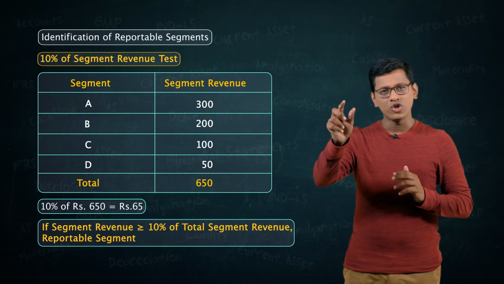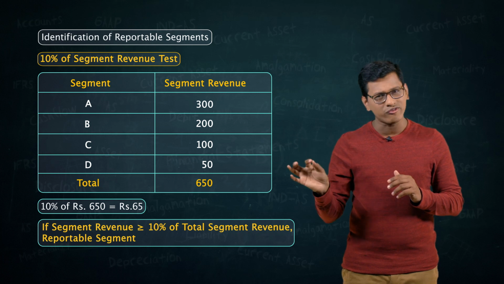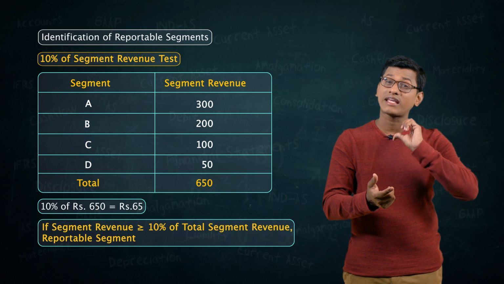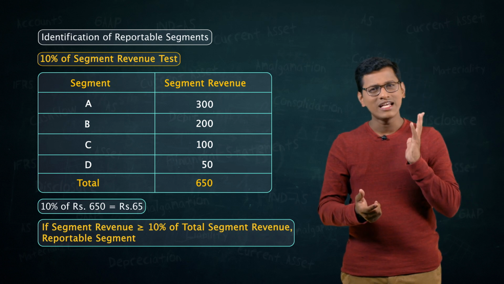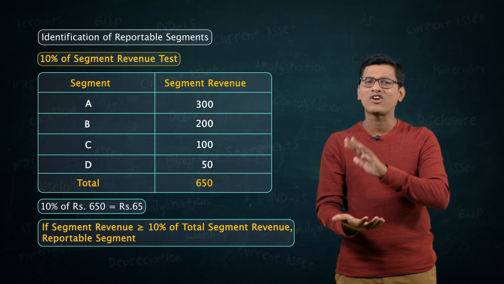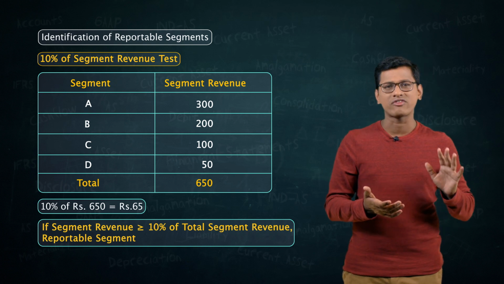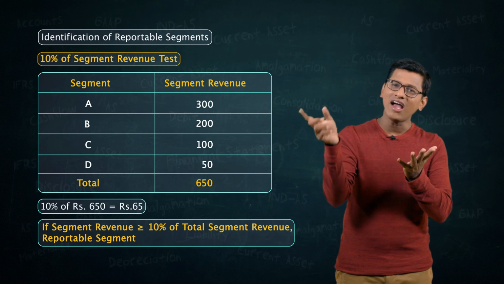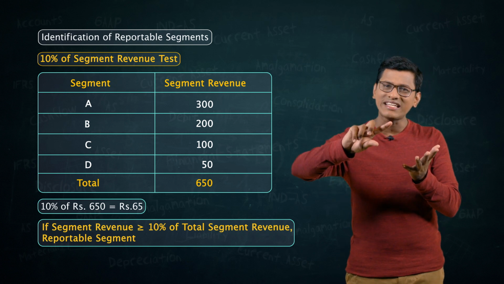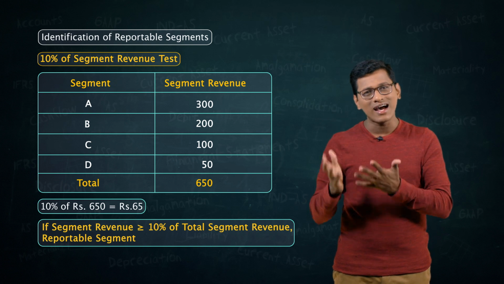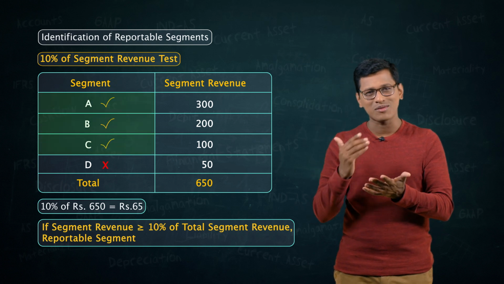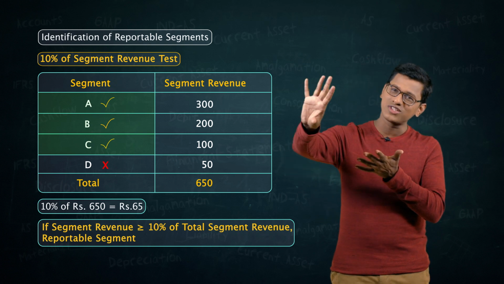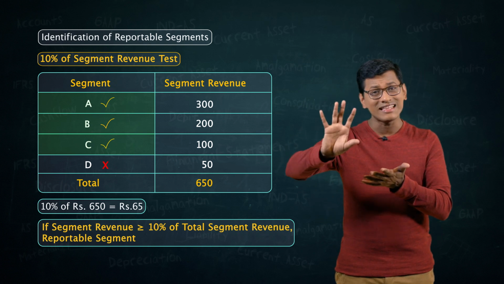I am repeating. You have taken the segment-wise revenues for 4 segments. You total that up, and after totaling it up, you are calculating 10% on the total, right? So in our example, total was 650, and on 650, 10% is 65. Now what you are going to check is any segment having segment revenue of greater than or equal to 65. So in our case, A, B and C have segment revenue greater than or equal to 65, right? So those 3 will become reportable segments under this particular test.